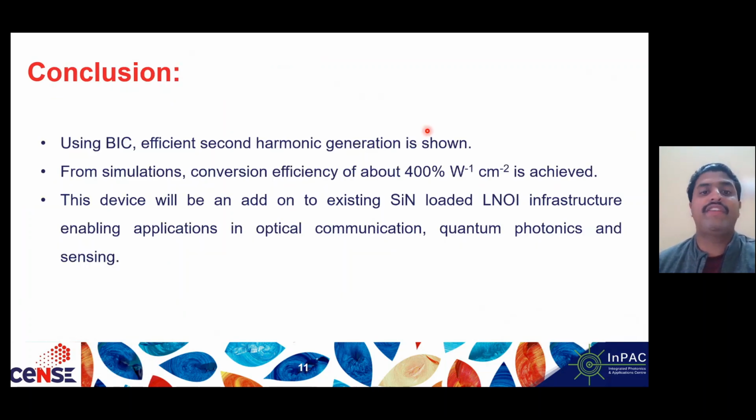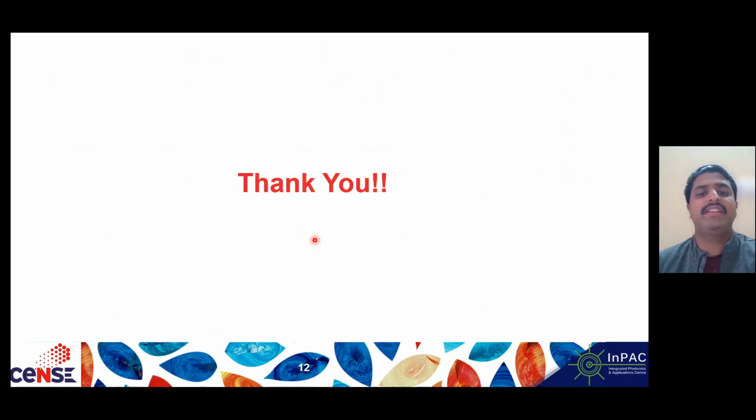So the conclusion is that we were able to get really efficient second harmonic generation by using bound states in the continuum, as well as a really good conversion efficiency of about 400%, which is really great. As well as we were able to build on the existing silicon nitride loaded lithium niobate on insulator infrastructure, enabling applications in optical communication, quantum photonics, and sensing.